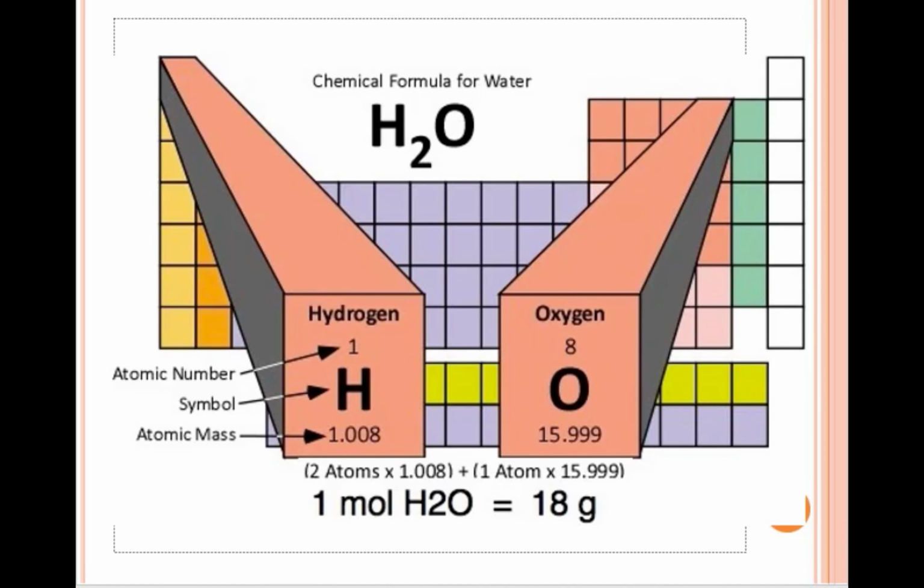For example, in water we have 2 hydrogen atoms and 1 oxygen atom. The atomic mass of hydrogen is 1, so 2 times 1, plus 1 oxygen, 1 times about 16. Totally, the molar mass of water is 18.